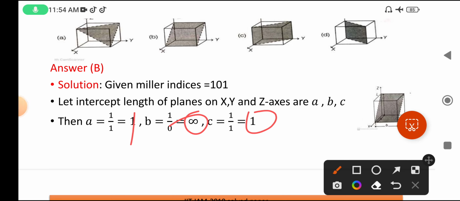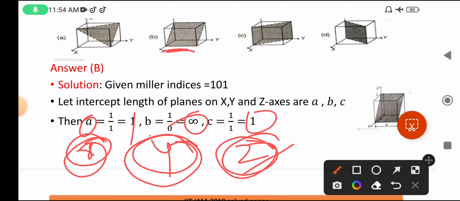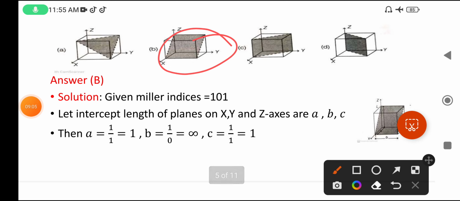That means the plane is touching the x axis and the z axis only, and it is parallel to the y axis. It must touch the x and z only. It is touching the x and touching the z, but it is not touching the y. It is inclined like this, so it does not touch the y. That is why this plane is the correct answer.